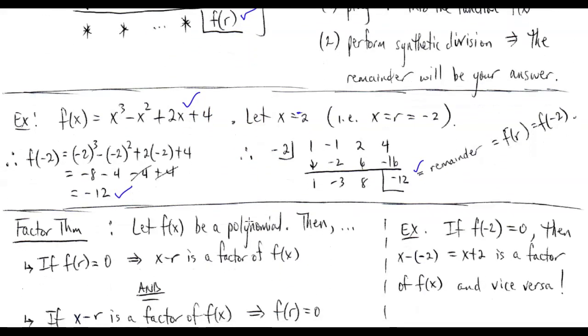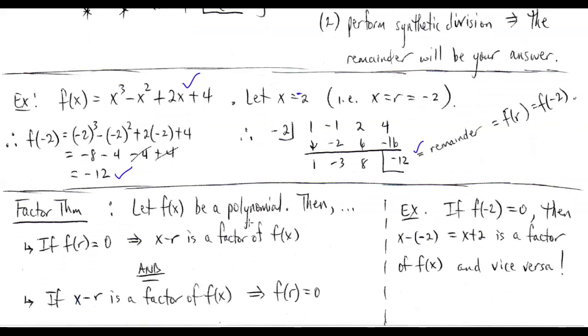Now, the factor theorem states that if f of x is a polynomial, and if we plug x into a particular function and the result ends up being 0, then we know by default that x minus r is a factor of that polynomial. And vice versa is also true. Okay? If x minus r is a factor of the polynomial, then we know that the corresponding value r is a 0 of the polynomial. Okay.